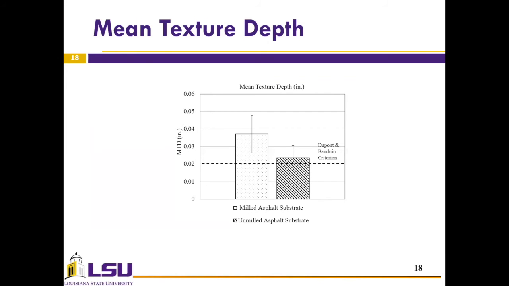In terms of the results, the sand patch test gives us the mean texture depth. For the milled asphalt substrates, we obtain a value of 0.037 inches. However, for the unmilled asphalt substrate, we obtain 0.024 inches. It's relevant to say that these results complied with the acceptance criteria for macro texture according to DuPont and Baudin.